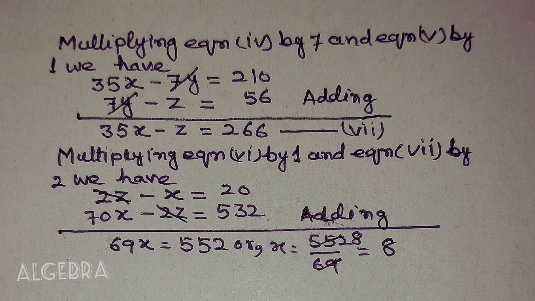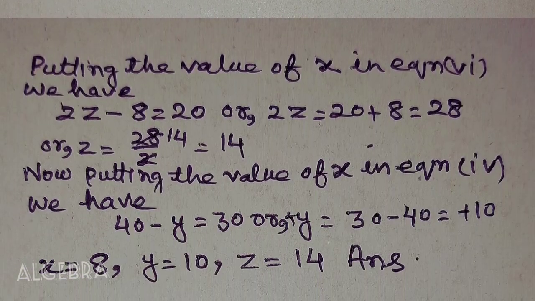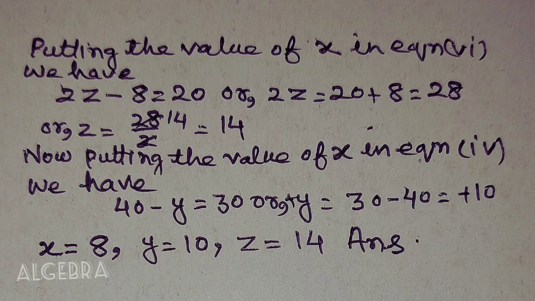Adding, 69x is equal to 552, or x is equal to 552 by 69 is equal to 8. Putting the value of x in equation 6, we have 2z minus 8 is equal to 20, or 2z is equal to 20 plus 8 is equal to 28, or z is equal to 28 by 2 is equal to 14.